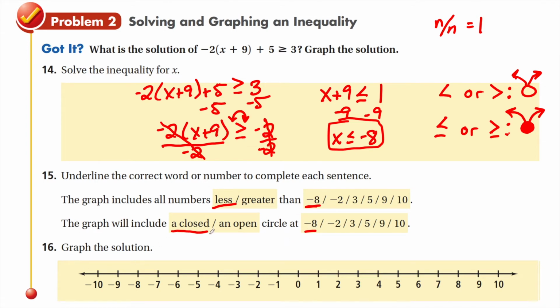So if I had to graph it, I'm going to go to the negative 8. I'm going to put a closed circle, or a closed dot, and then I have to go less than negative 8. Negative 7, negative 6, negative 5, and on up are not less than, so less than needs to go to the left, because all of the numbers that are less than negative 8 will be going to the left.